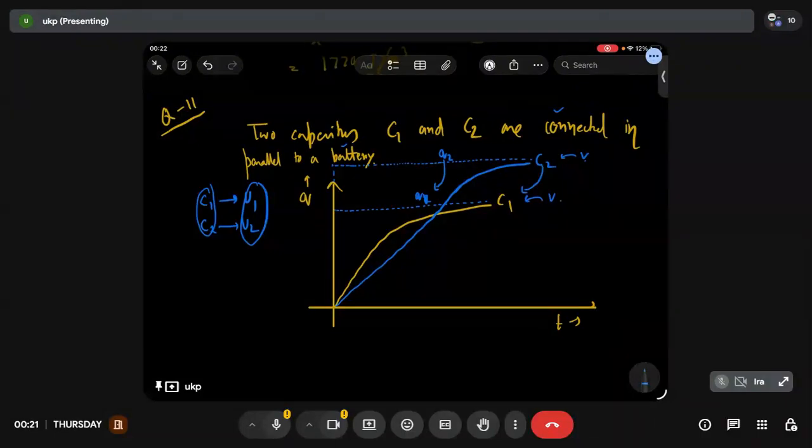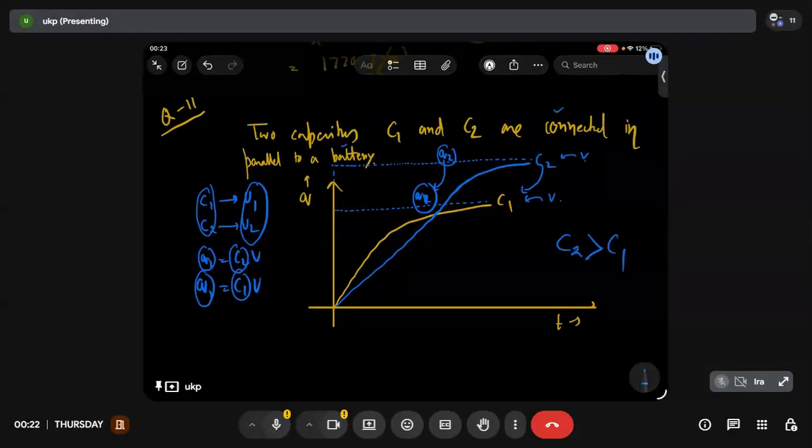Yes or no? Q2 I can write equal to C2 into V. Q1 I can write C1 into V. And from the picture I can observe that Q2 is greater than Q1. If Q2 is greater than Q1, that means C2 has to be greater than C1. C2 is greater than C1.